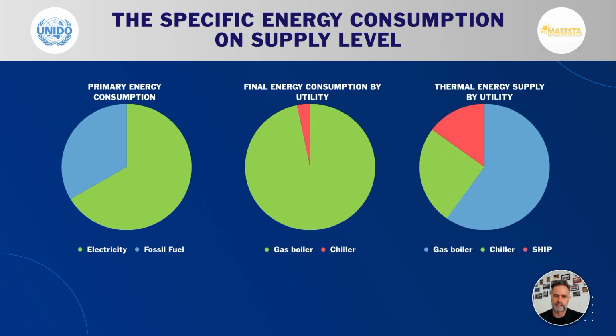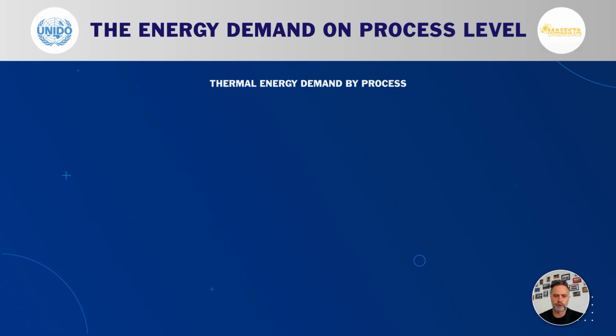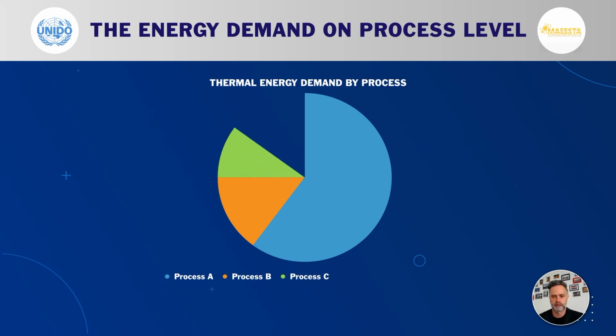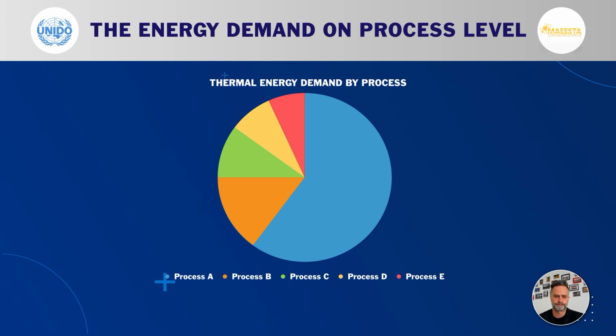So another nice output of the energy assessment. And finally, we know exactly how much energy each single production step needs. And as a hint, to start optimization, focus on the process consuming most of the energy. You will see that the optimization impact will be maximized.